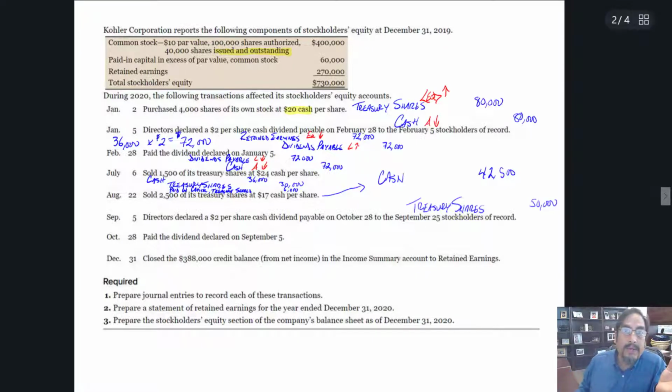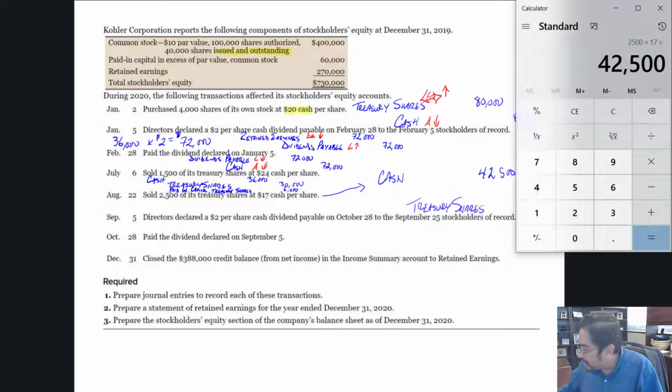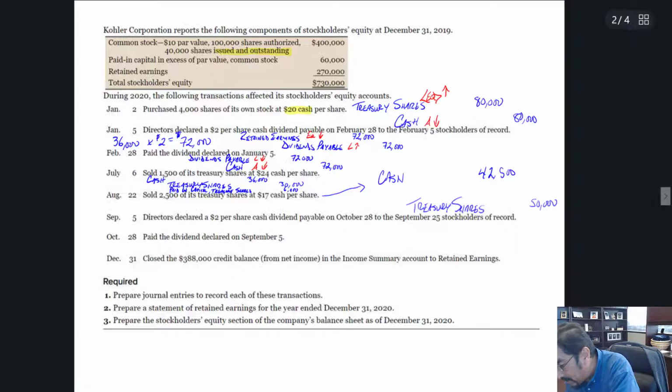But the real way to calculate this is, I'm selling 2,500 treasury shares that I paid $20 for. So $50,000 is what I'm pulling out of the treasury shares account. Remember, treasury shares is a contra equity account that I am reducing. So I do that with a credit. Okay, I'm not in balance. I'm $7,500 out of balance.